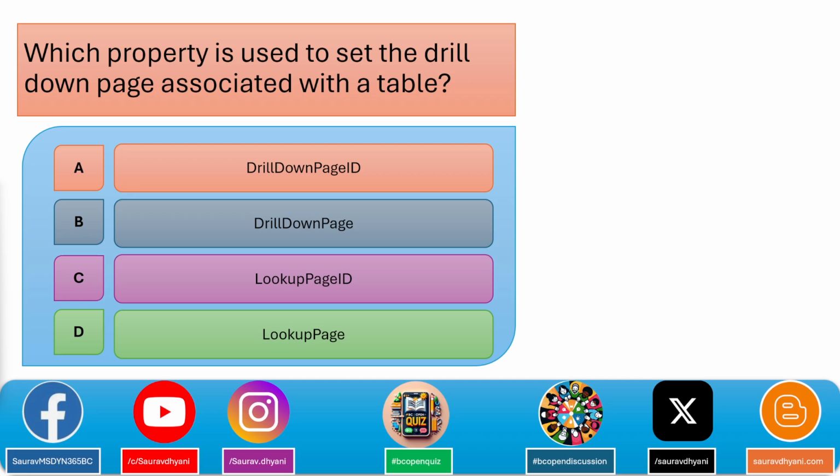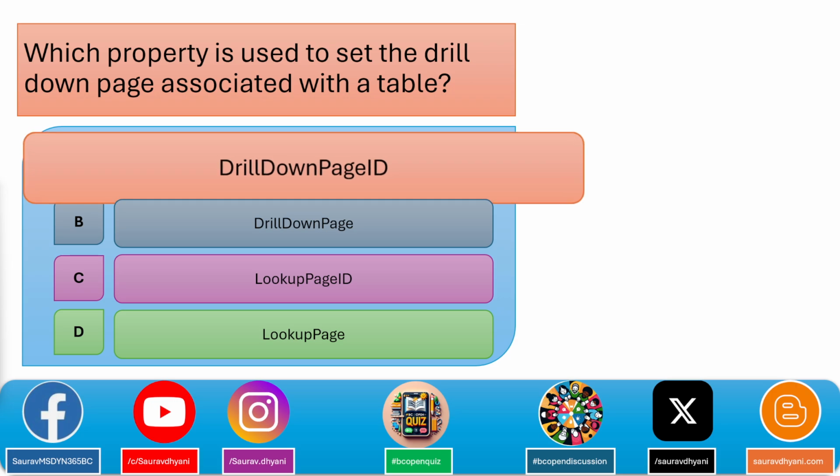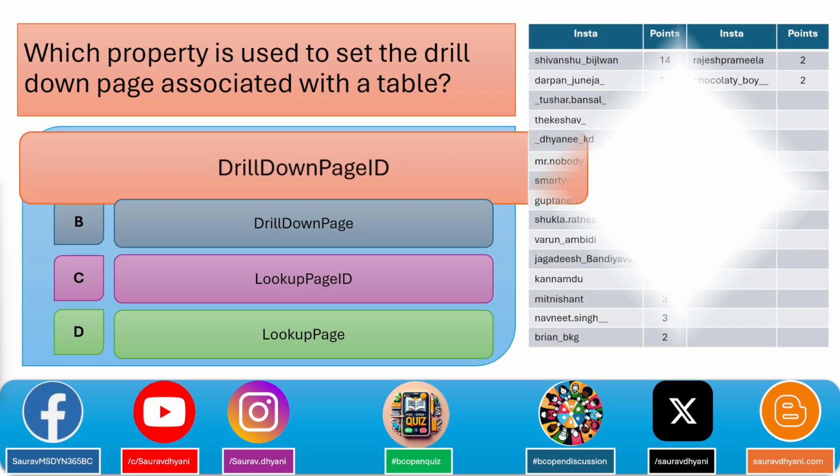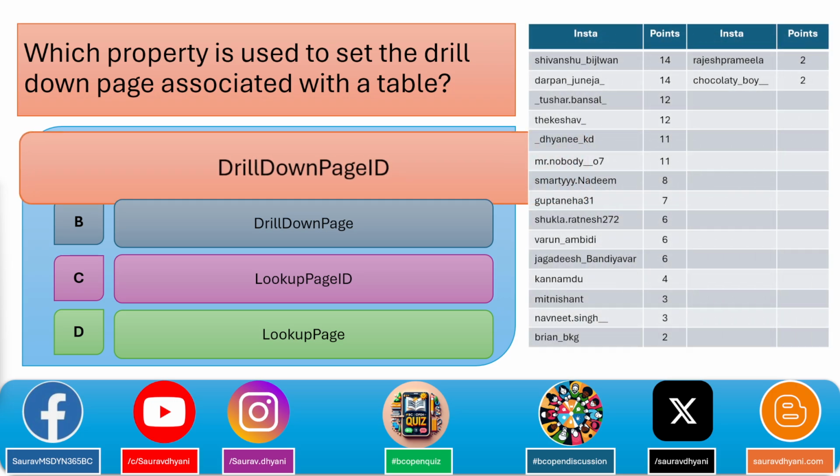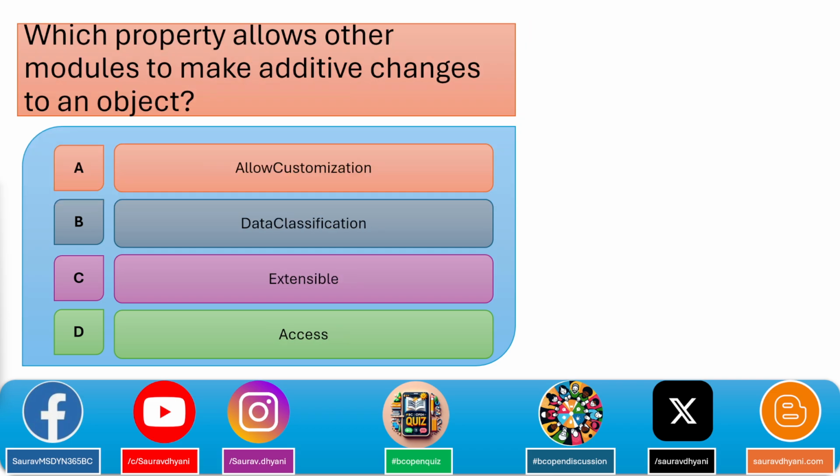Next one. Which property is used to set the drill down page associated with the table? The options were drill down page ID, drill down page, lookup page ID and lookup page. And the correct answer is drill down page ID. Shivanshu and Darpan are still on the top of the leaderboard, with Tushar, Keshav, Dhyani KD and Mr. Nobody trying to catch up over there.